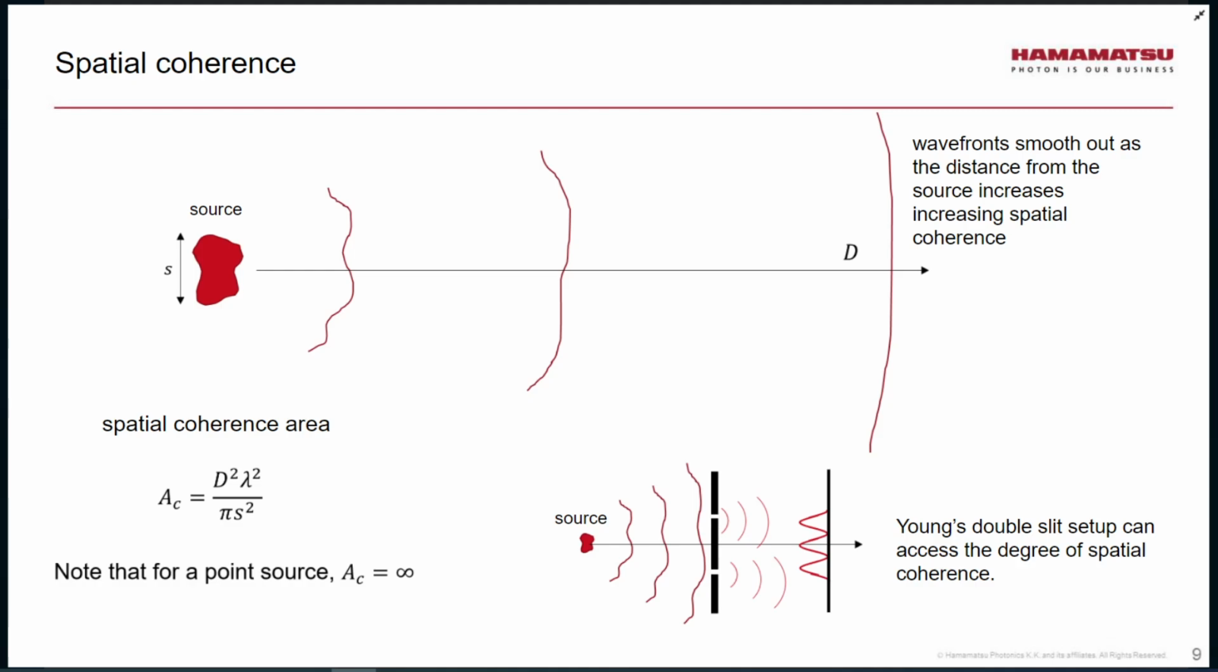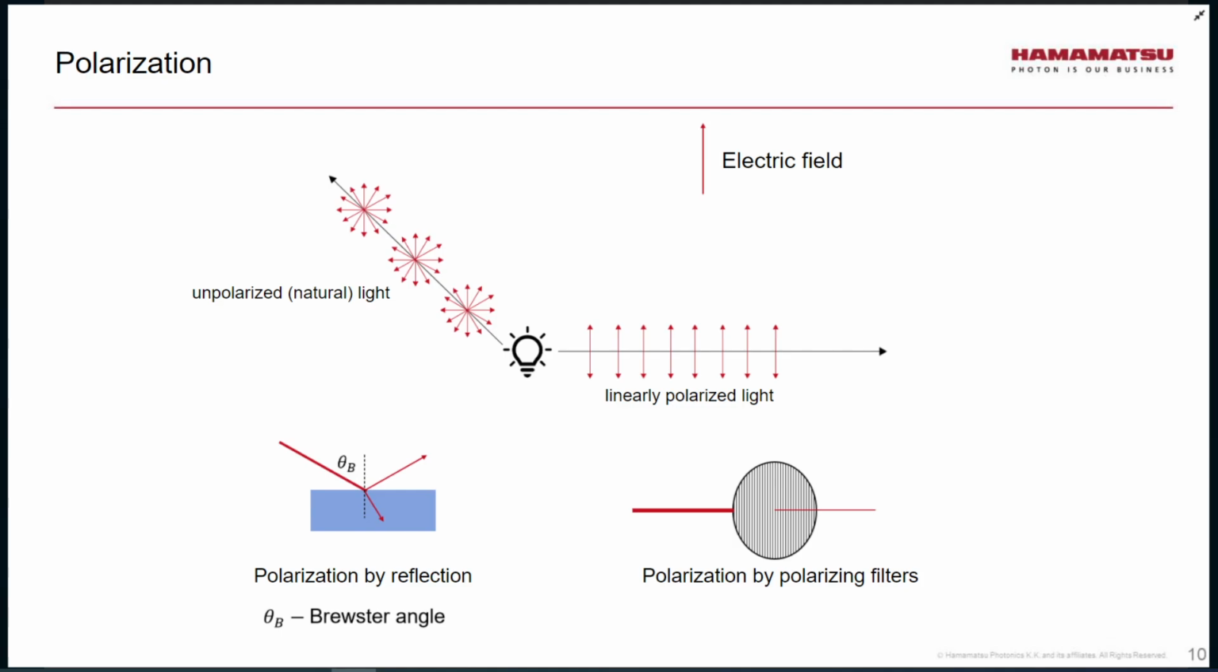Please note something interesting is that if the source has 0 size, if S is equal to 0, then the spatial coherence area is equal to infinity. So point sources or pinholes, for example, will produce spatially coherent light. The degree of spatial coherence can be tested with the classic Young's double slit experiment. If the light is coherent, you would have the interference pattern on the screen. However, if the wavefronts are jagged, incoherent, there will be no average interference pattern shown on the screen.